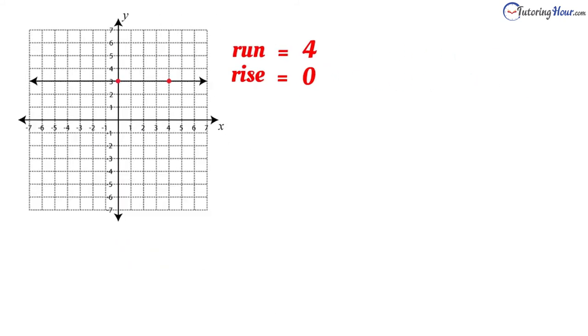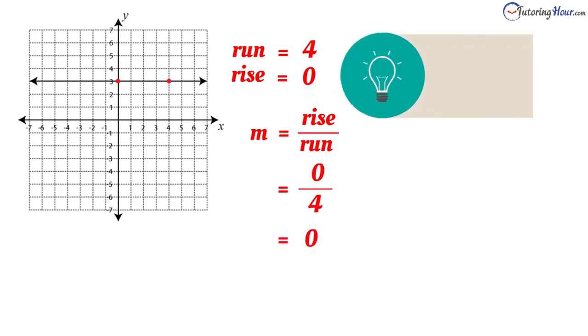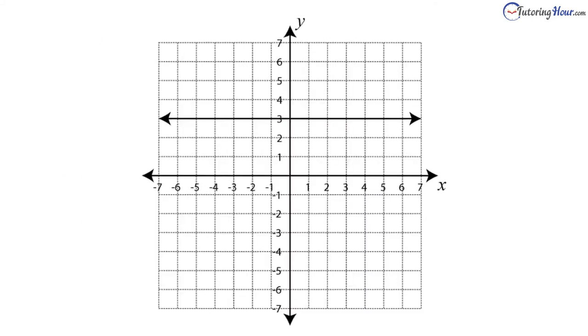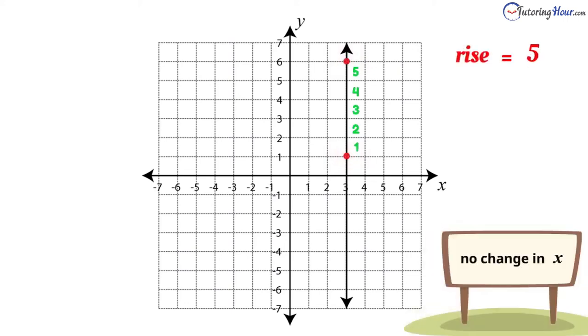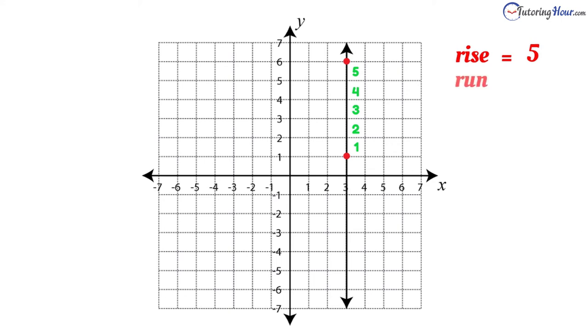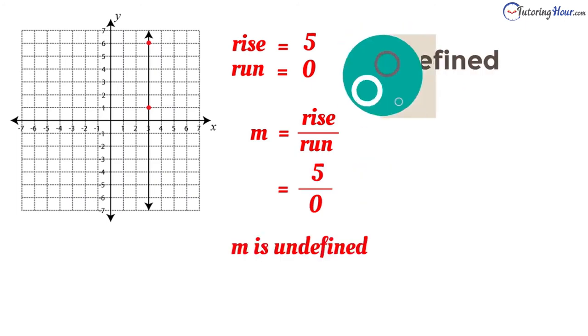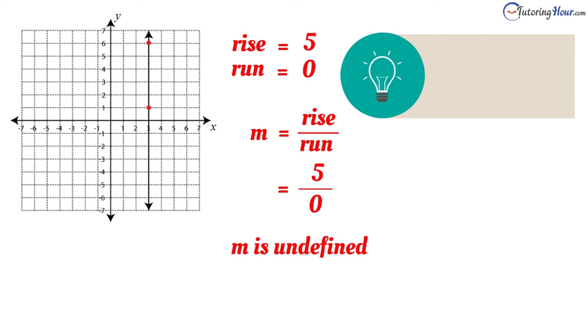Slope is equal to rise over run. That's a 0 over 4. The slope in this case is 0. Let's move from no steepness to the steepest line. The rise is 5 units, but there's absolutely no movement across. Hence, the run here is 0. Slope is the rise over run. We can't divide 5 by 0, so the slope of such a line is undefined.